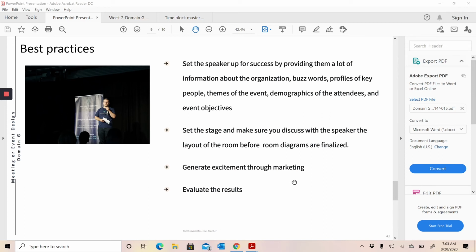And then again, I talked a little bit about generating excitement through marketing. Have them on their social media channels advertise that they're going to be at your conference or your event if it's appropriate. It allows the excitement through not only your channels but their channels as well. And then always evaluating the results. We want to make sure that we are keeping good records and keeping track of what works, what didn't work, and then of course always sharing your results with the speakers.